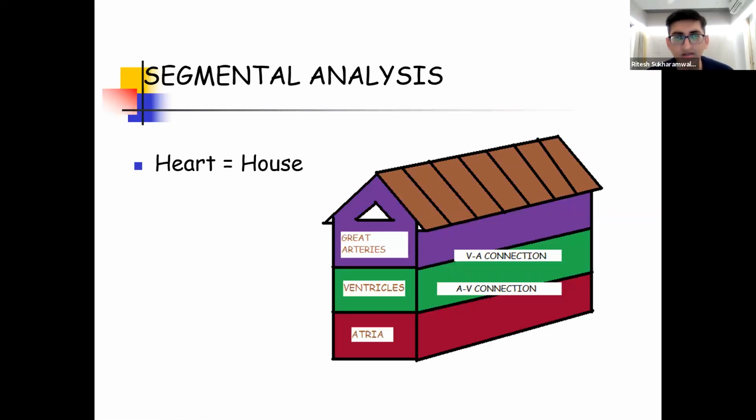So when we are analyzing the heart to reach the particular diagnosis, we need to construct the heart in a 3D model in our brain with the help of ultrasound. And when we are constructing the heart, we have to go step by step, as if we are constructing a house. First, the ground floor, then the second floor, then the third floor.